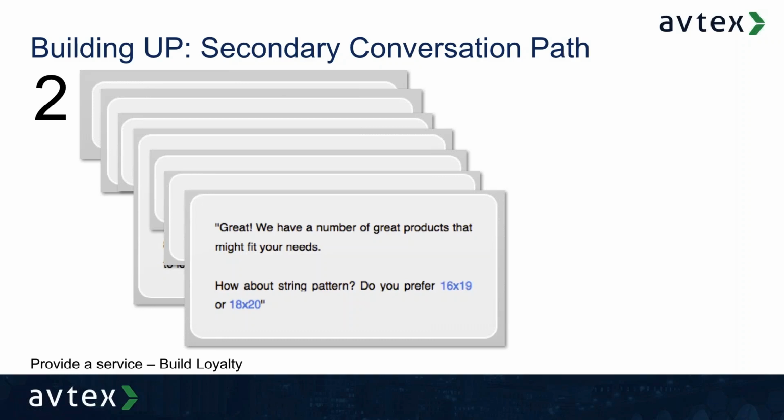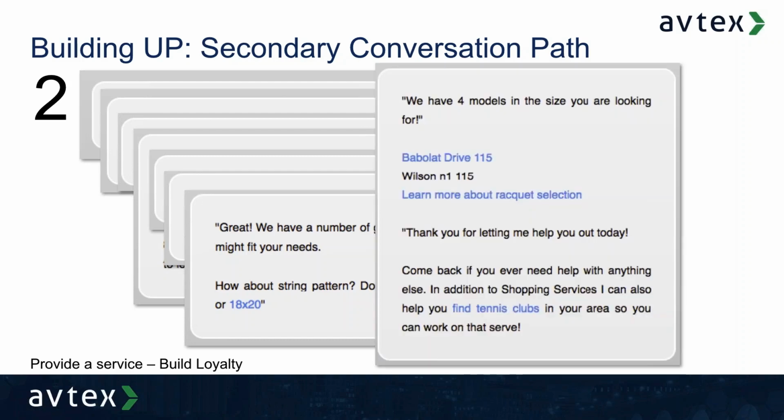We know they're an intermediate player. We know the string pattern they're looking for, which means we can narrow our product search even further. And rather than presenting them with 8 or 10 products, we can present them with 2. So we can say we have 4 models in the size you're looking for. We can provide them with links. And this is the point at which they can go out and make these purchases, right? This is a successful conclusion to the interaction.